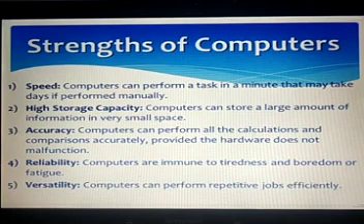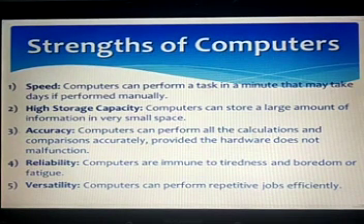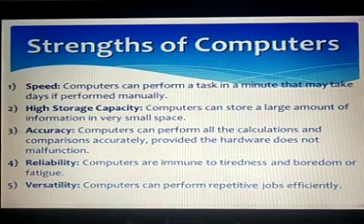Last one, versatility. Computers can perform repetitive jobs efficiently. They can solve labor problems or do jobs in a hostile environment. They can even work in areas where the human brain can err, for instance, observing motion of a very fast moving article. Also, they can work with different types of data and information like graphics, video, visuals, characters, etc. So these are some strengths of computers.